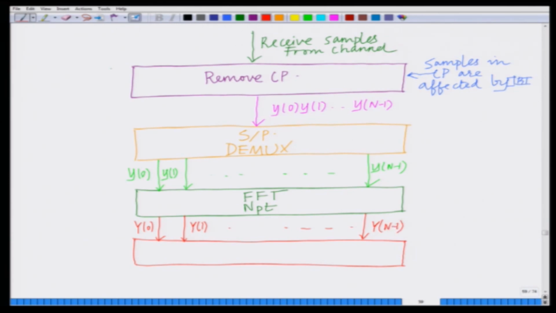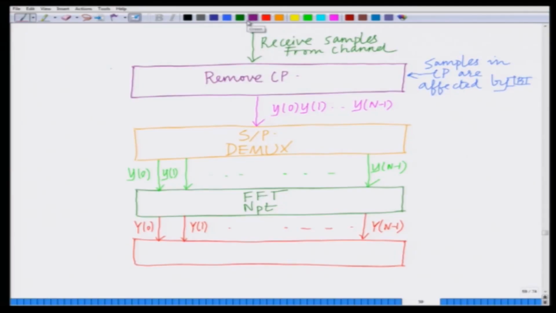Remember, the capital Y of 0, capital Y of 1, so on, capital Y of n minus 1, these are the FFT of the sequence of received samples, small y of 0, small y of 1 until small y of n minus 1. Now, what we are going to do to these samples is, on each capital Y of k, we are going to detect. So, this is a detection module, detection of symbols.